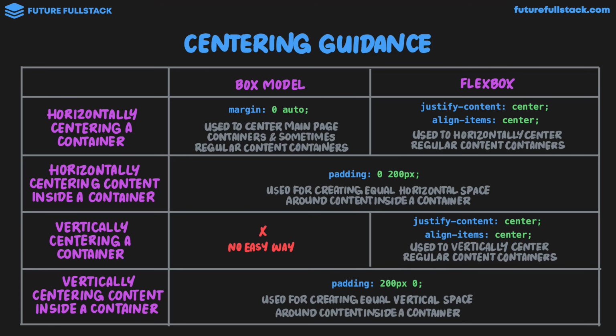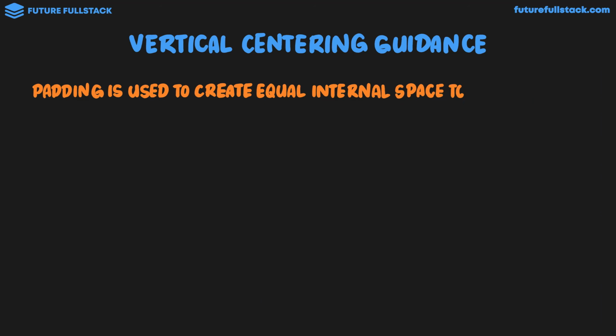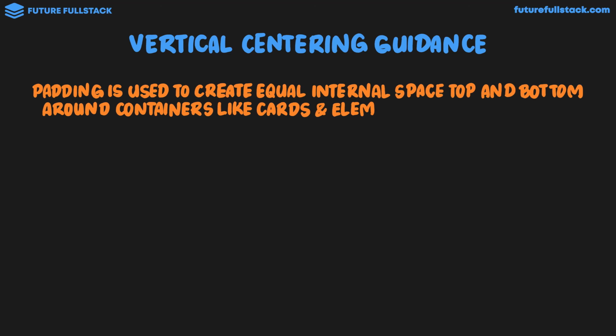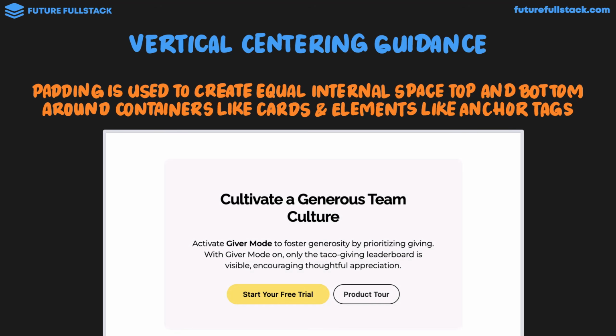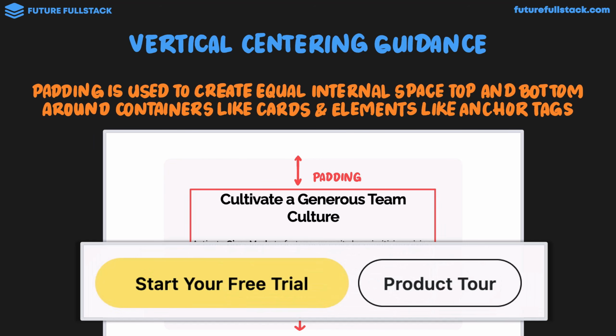We're not actually centering the content or container, like we just saw with Flexbox properties, justify content and align items. So padding is used to create equal internal space, top and bottom, around containers like cards and elements like anchor tags. Looking at the same page we looked at earlier when we spoke about horizontally centering content inside a container, we have our container around all the content, and padding has been applied top and bottom. If I zoom in on the anchor tags, the content is the anchor tag itself, and padding again has been applied top and bottom.